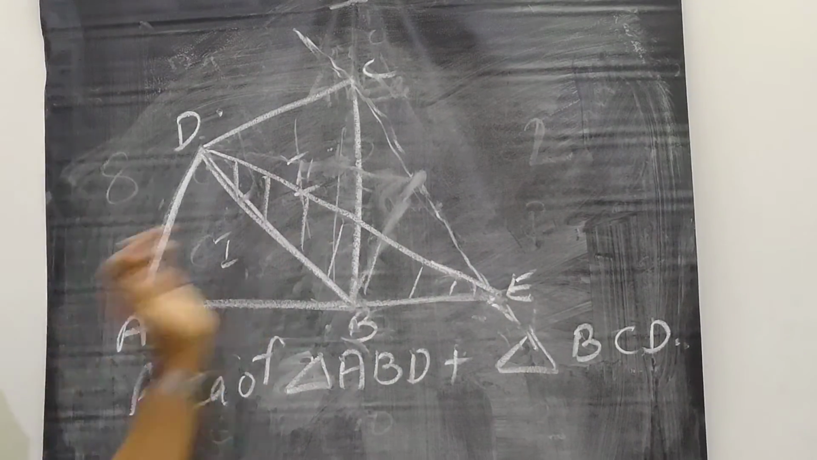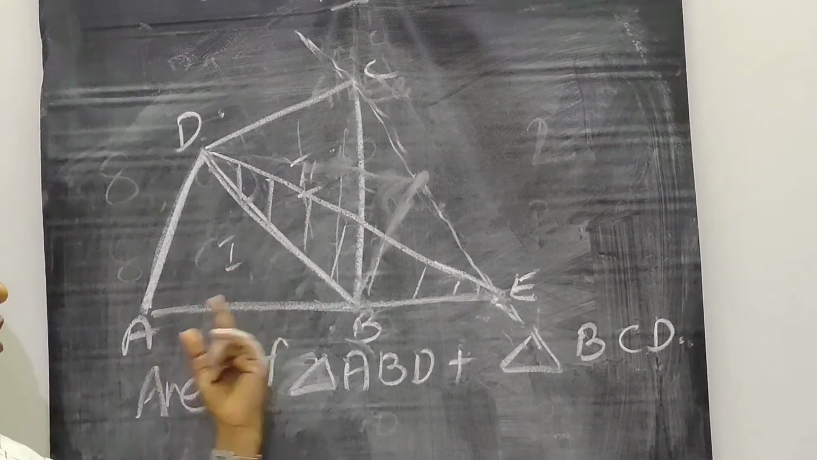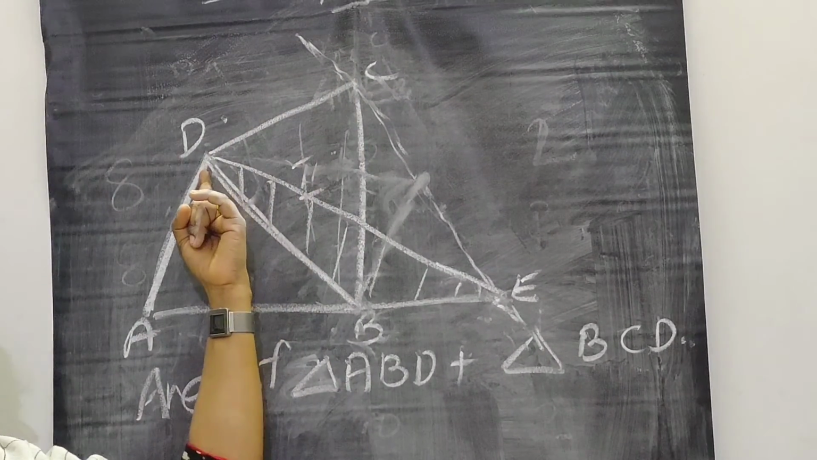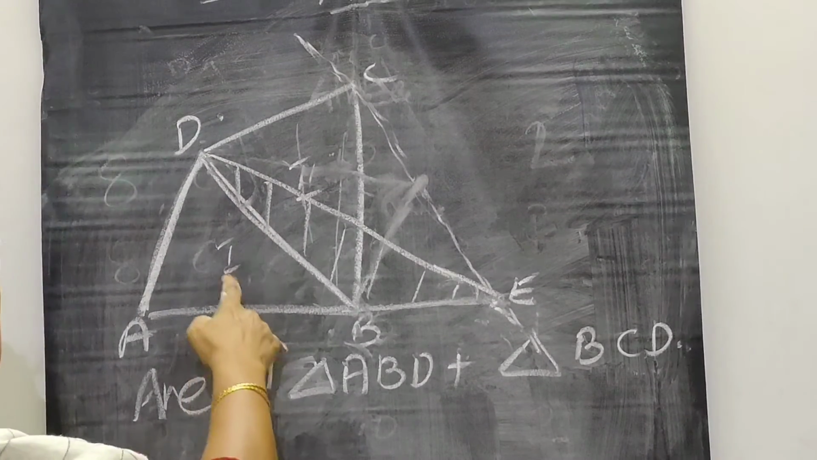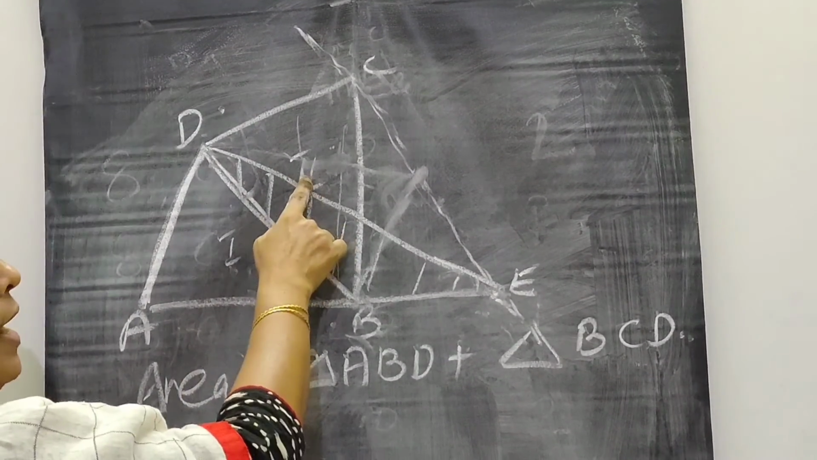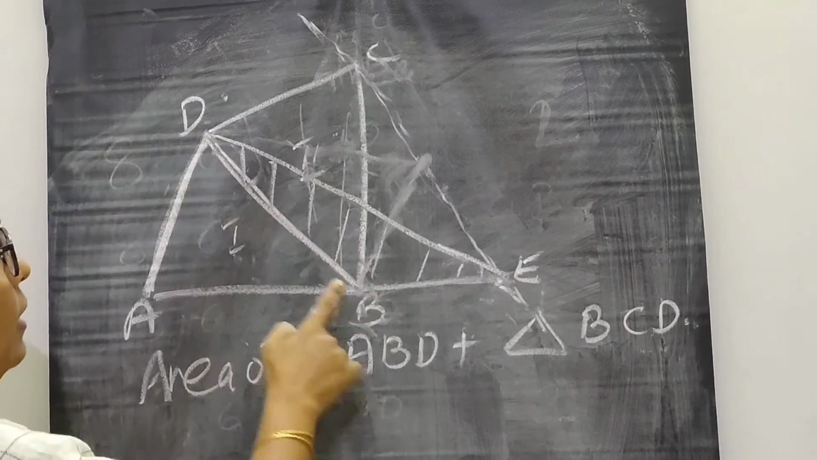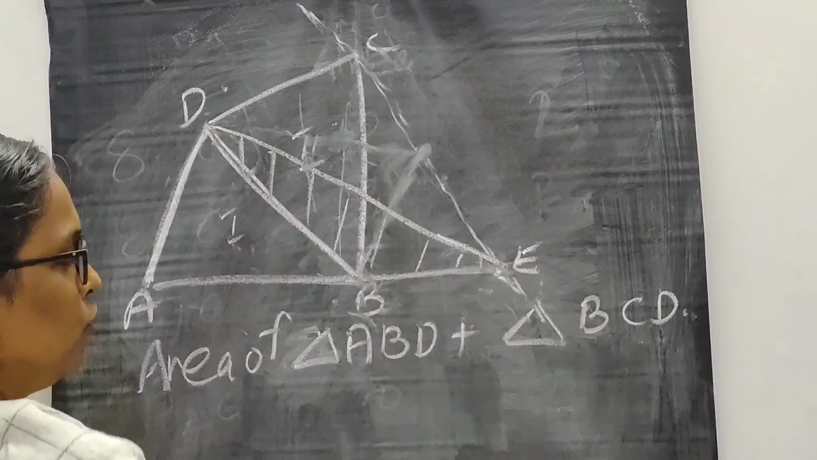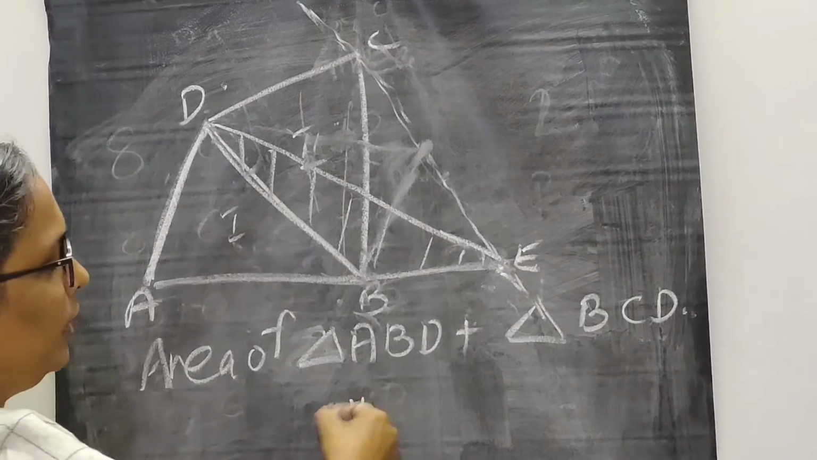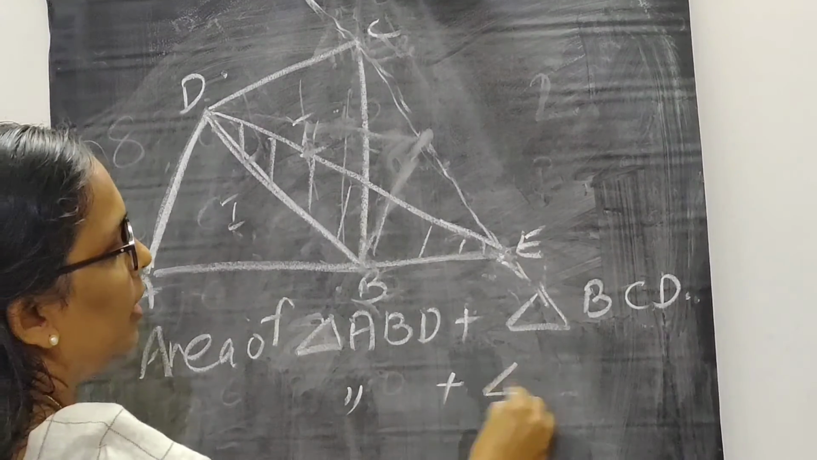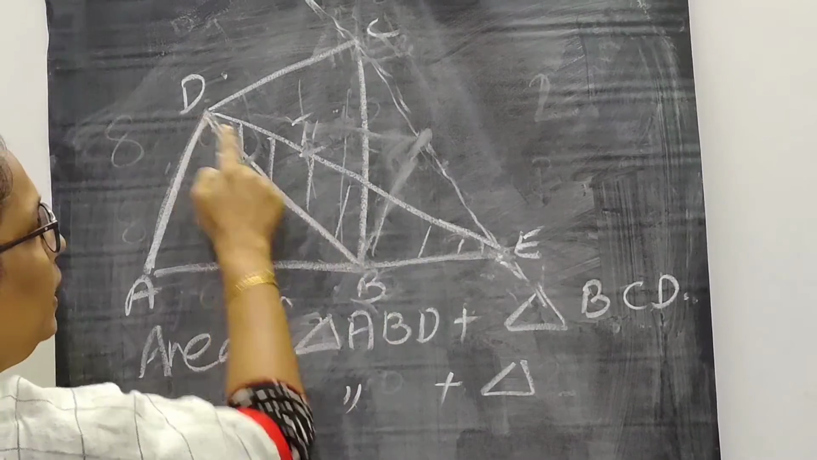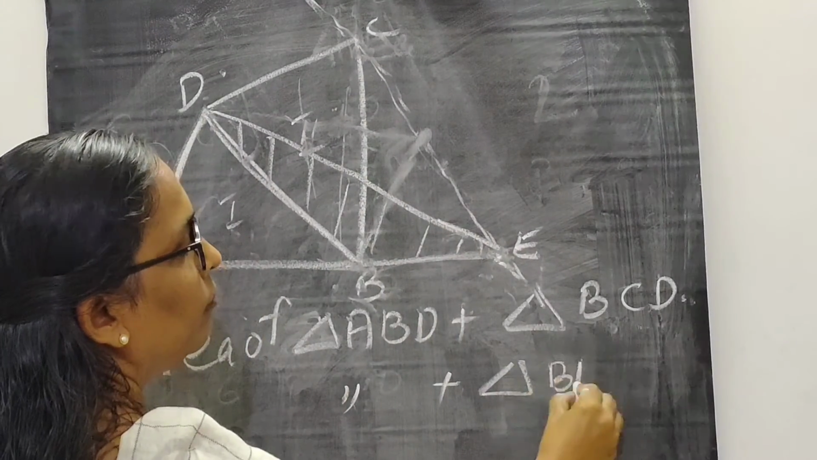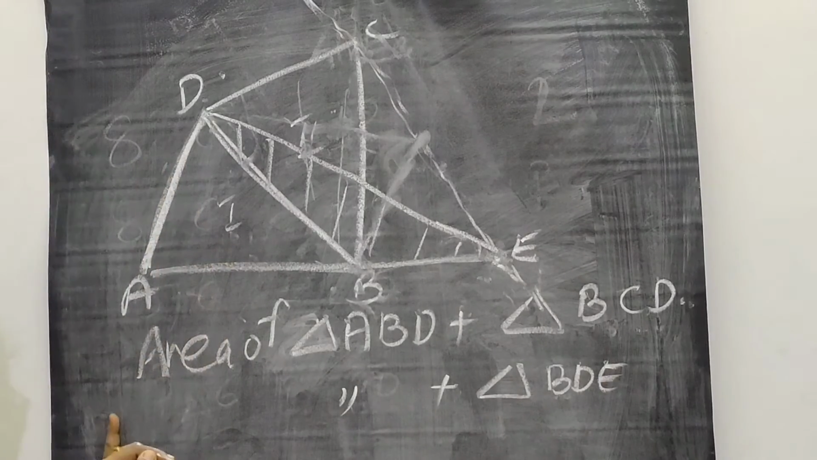Have you got it? The area of the quadrilateral ABCD is the area of this first triangle, and now the second triangle is changed to triangle BDE. So we can take area of triangle ABD plus area of triangle BDE instead of BCD. Both have the same area.